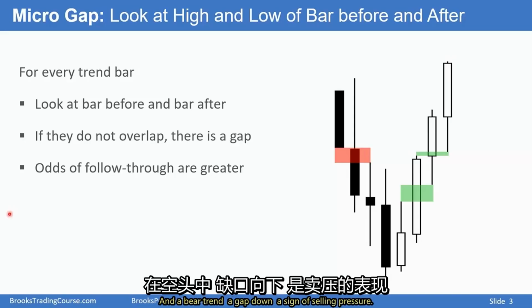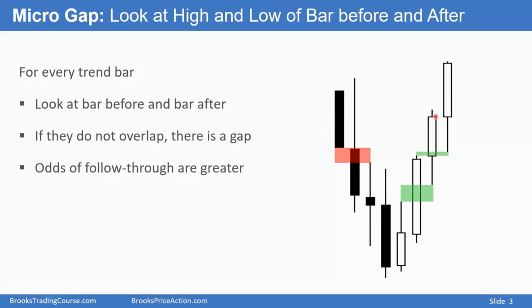Gaps are a sign of strength. In a bear trend, a gap down is a sign of selling pressure. In a bull trend, a gap up is a sign of buying pressure.